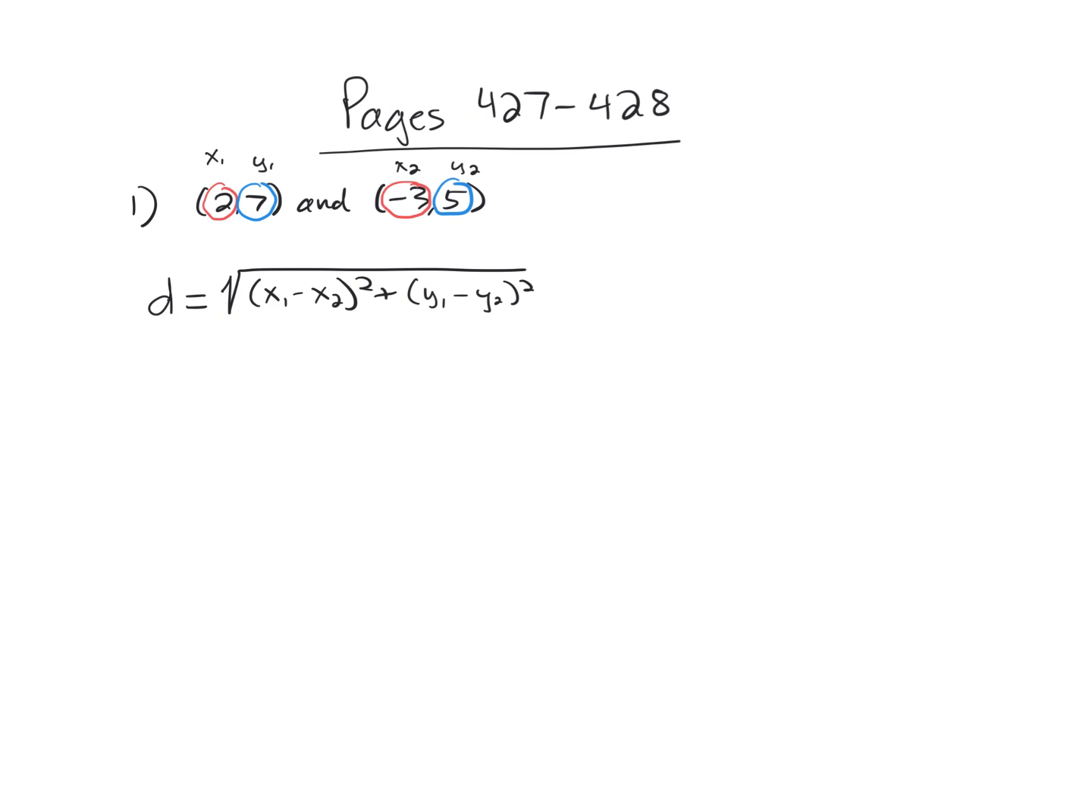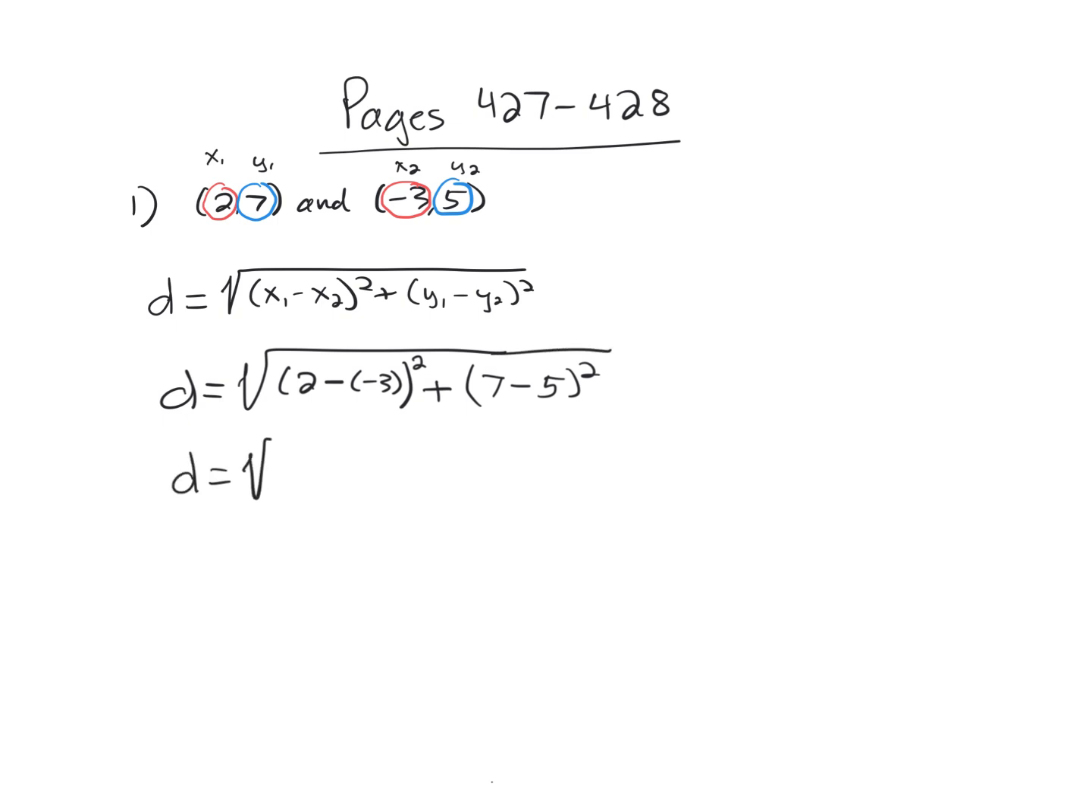So for this problem, I would say d equals, I'm going to put my square root, and then I have them written in red, I have my two x's in red. I'm going to subtract, and it doesn't matter what order you subtract in, but I'll just subtract 2 minus a negative 3. Be careful there. So 2 minus a negative 3, square it, and we're going to put a plus sign, and now I'm going to need to subtract the y's. 7 minus 5 quantity squared, and we just keep going.